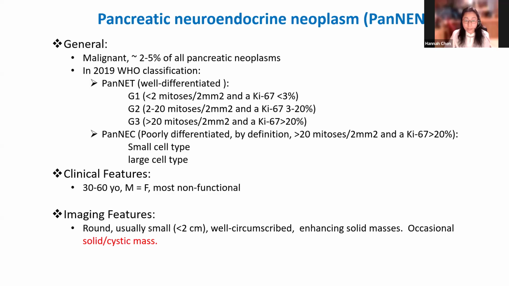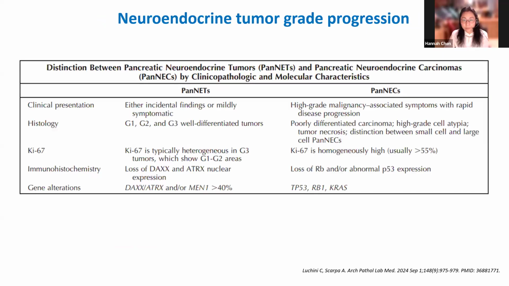Clinically, it can affect both men and women. Usually, neuroendocrine tumor is non-functional. Imaging shows a well circumscribed solid mass, but as I talked about before, neuroendocrine tumor can undergo cystic degeneration, so imaging-wise it could show a solid cystic mass.